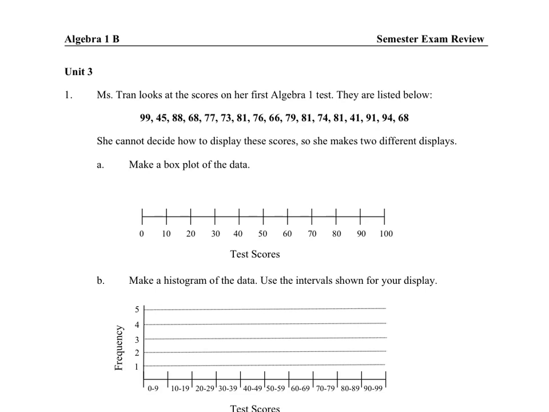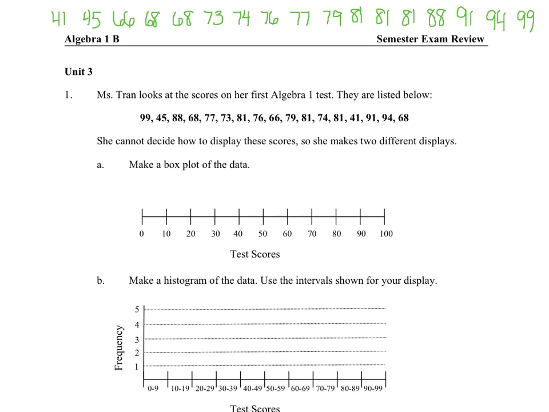So when we do that, we're going to get a list of 41, 45, 66, 68, 68, 73, 74, 76, 77, 79, 81, 81, 81, 88, 91, 94, and 99. A good technique to make sure that you're correct is to count how many data points you had originally.